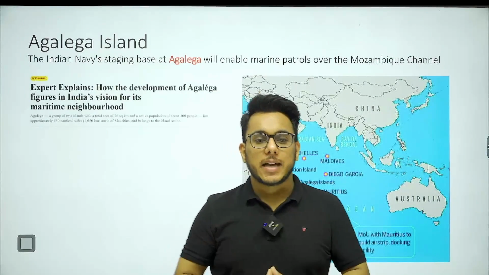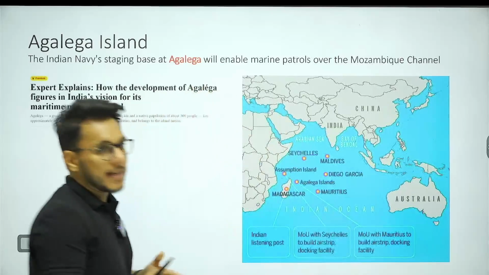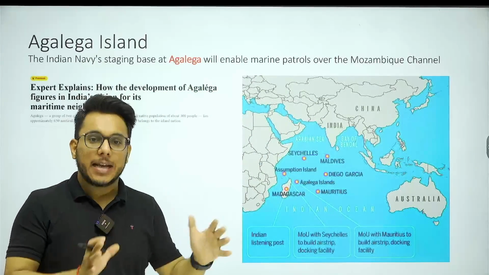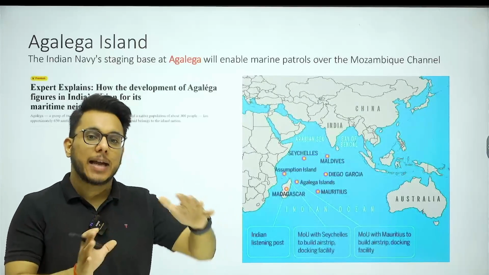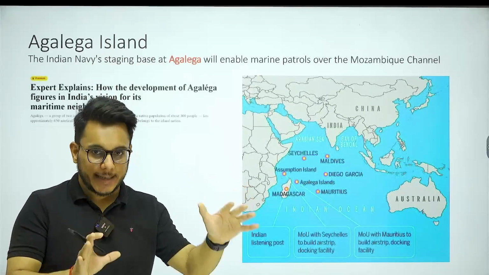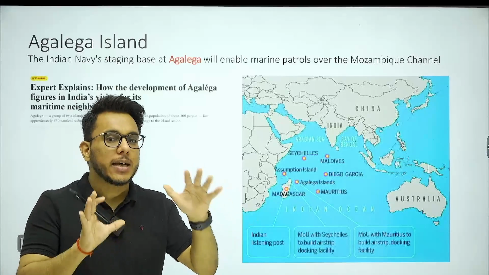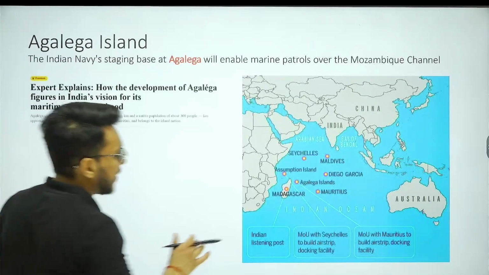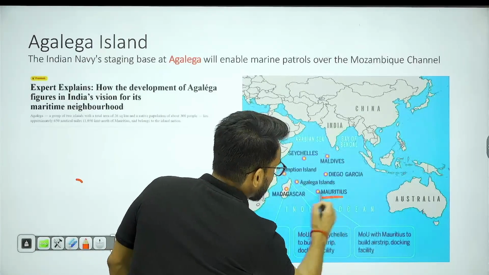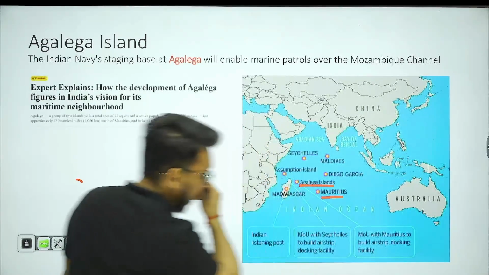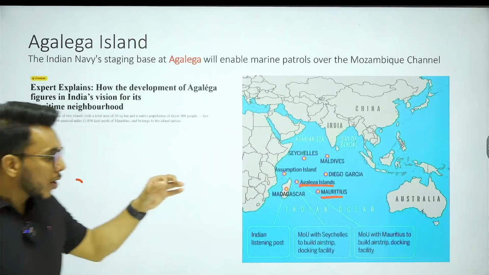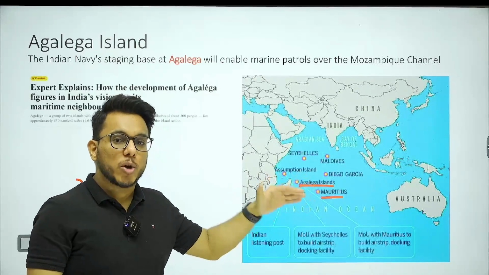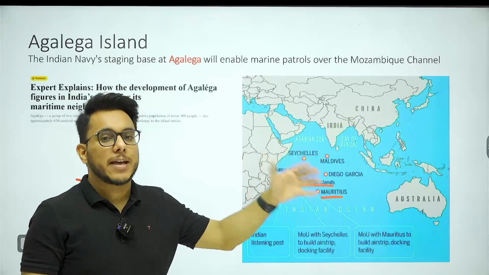So, guys, the next entry that we are going to take is Agalega Island. So, why was Agalega Island in news? Because recently, India inaugurated a base and an airstrip on Agalega Island. Now, this Agalega Island belongs to Mauritius. It belongs to Mauritius, and here you can see that we have Mauritius and here we have the Agalega Island. Now, these are important islands in the Indian Ocean and they will contribute to India's blue water navy vision.